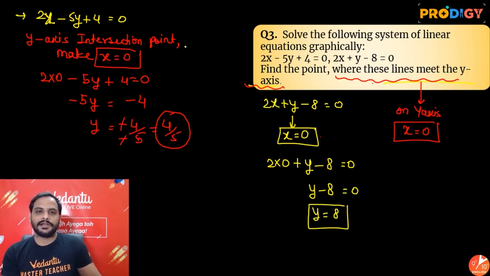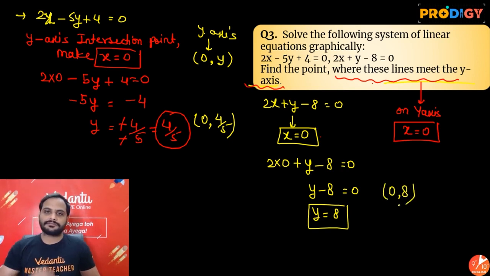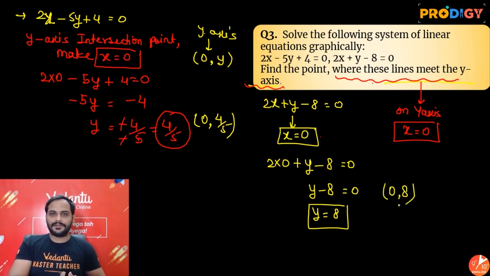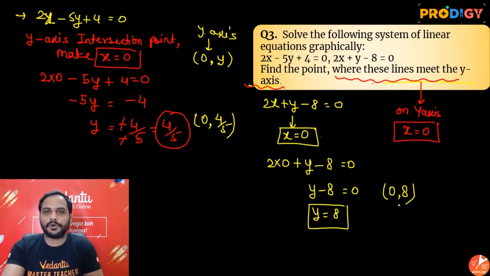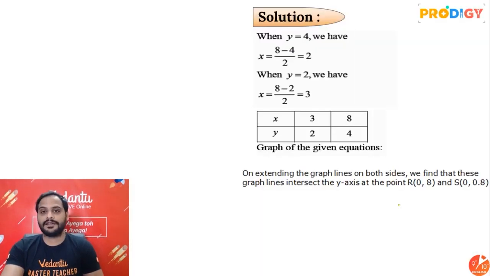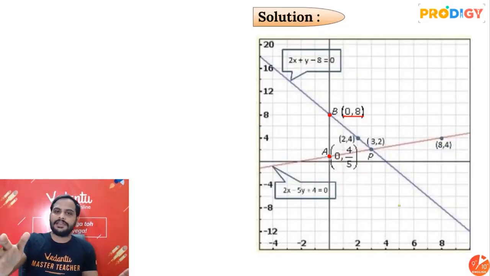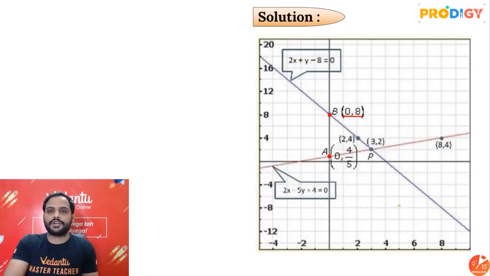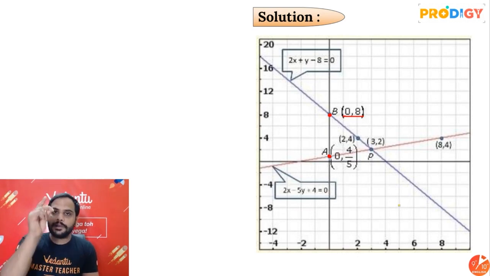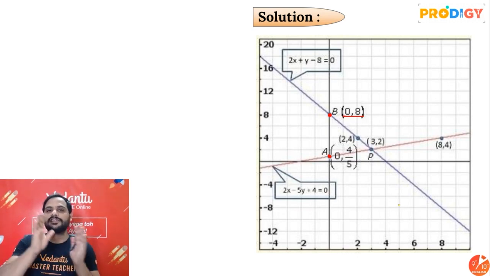All the points on the y-axis are in the form of 0 comma y coordinate. So this point will be 0 comma 4 by 5, and this point will be 0 comma 8. Exactly the same answer we have got. Please don't forget your concepts of coordinate geometry which you have learned in the previous grade. These are very easy questions. Finding the solution graphically is the easiest topic. Just draw the graph and see the intersection point.